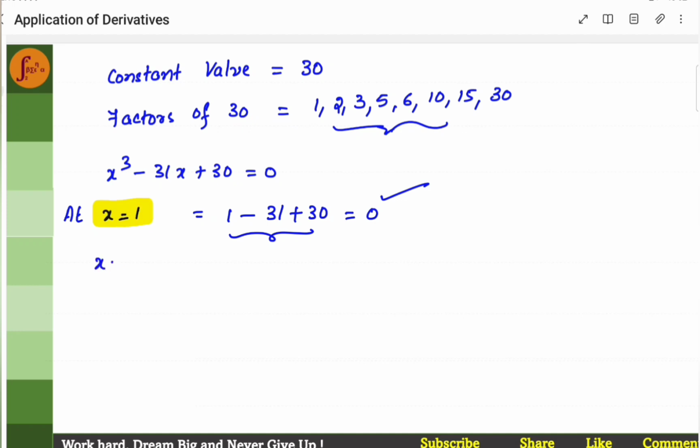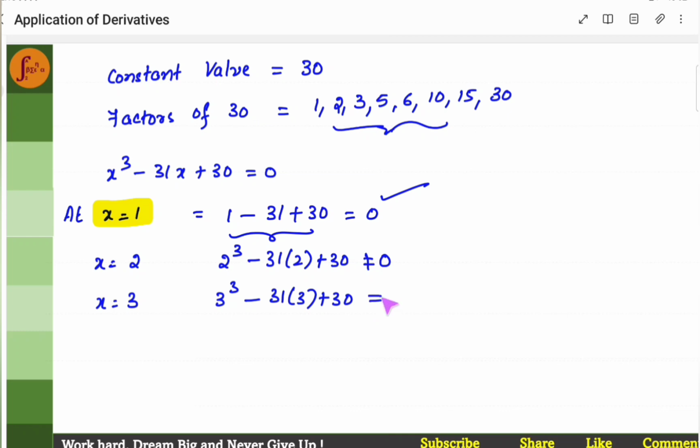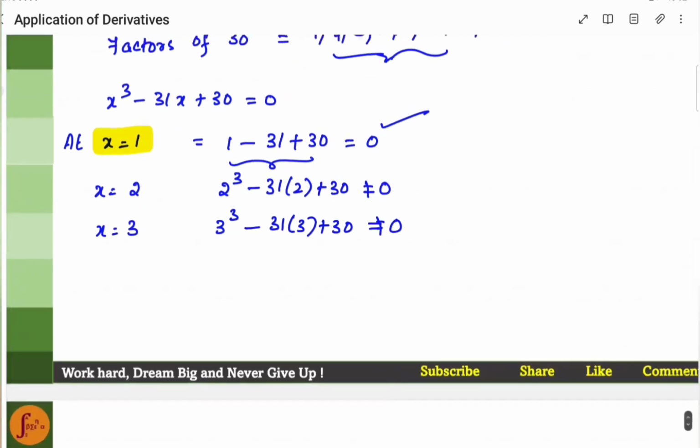Now we'll go ahead with the next one. x is equal to 2. If I put x is equal to 2, I'll get 2 cube minus 31 into 2 plus 30. This is not equal to 0 if I calculate. So this is not the root. Now I'll go with x is equal to 3. 3 cube minus 31 into 3 plus 30. This is also not equal to 0. Then I'll go to x is equal to 5. 5 cube minus 31 into 5 plus 30. Here I'll get 125 minus 155 plus 30. So this is equal to 0. That means this is the next factor.